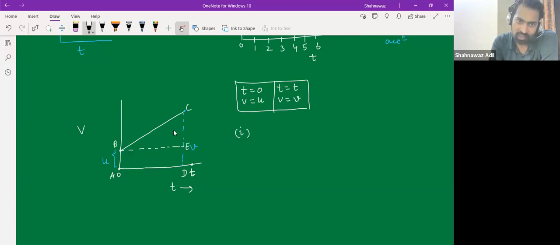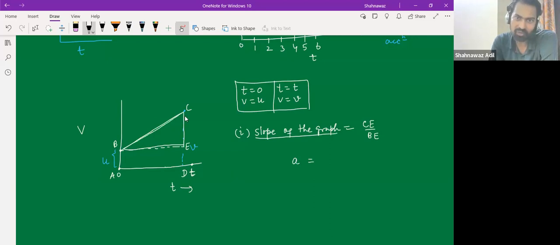So first thing is the slope of the graph, right? So slope of the graph. This slope is defined like this. This upon this. This is the slope, right? This is CE divided by BE, right? And slope of the graph gives you acceleration. Okay, slope of this velocity time graph gives you acceleration. Is that clear to you guys?